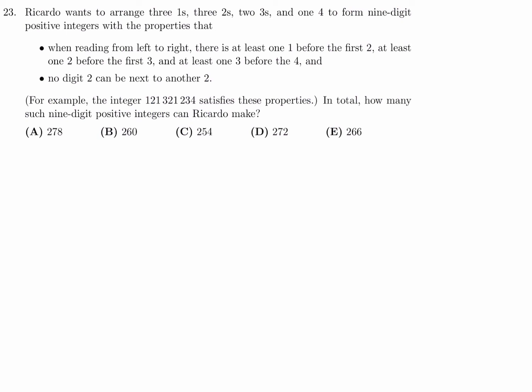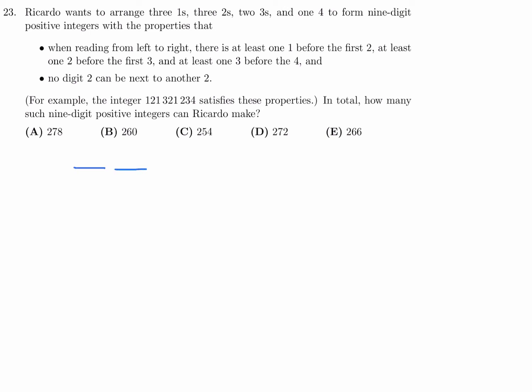Ricardo wants to arrange 3 1s, 3 2s, 2 3s, and 1 4 to form a 9-digit positive integer with the properties that when reading from left to right, there is at least 1 1 before the first 2, and at least 1 2 before the first 3, and at least 1 3 before the 4. And no digit 2 can be next to another 2. For example, the integer 1 2 1 3 2 1 2 3 4 satisfies these properties. In total, how many such 9-digit positive integers can Ricardo make?